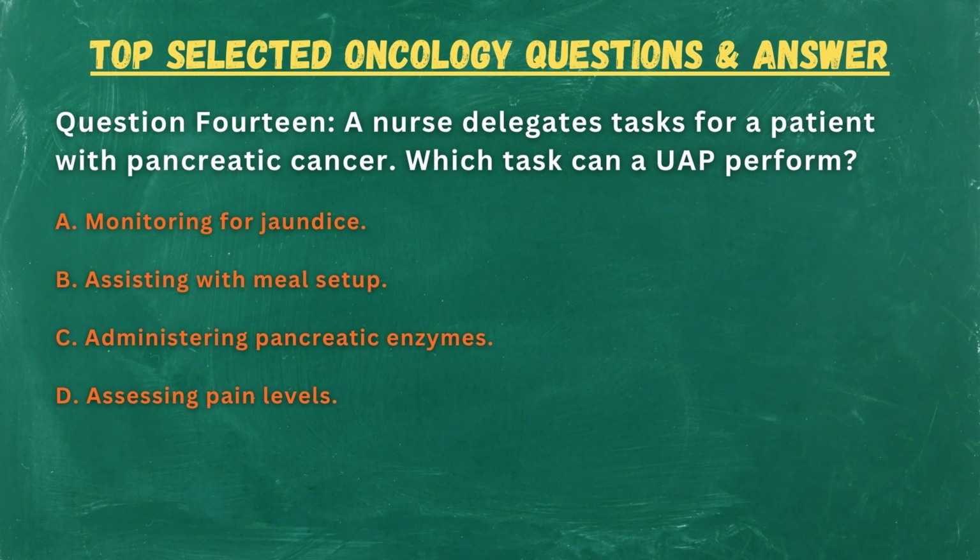Question 14. A nurse delegates tasks for a patient with pancreatic cancer. Which task can a UAP perform? A. Monitoring for jaundice. B. Assisting with meal setup. C. Administering pancreatic enzymes. D. Assessing pain levels. Answer: B. Assisting with meal setup.